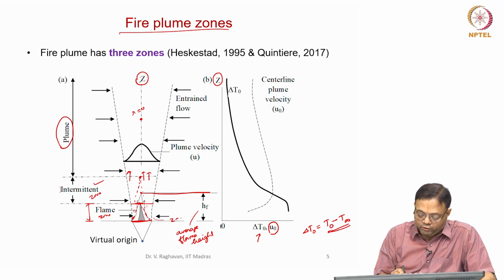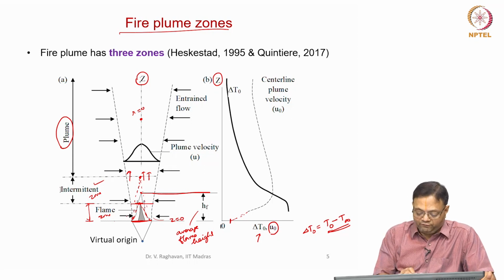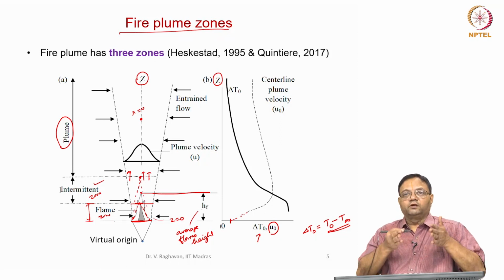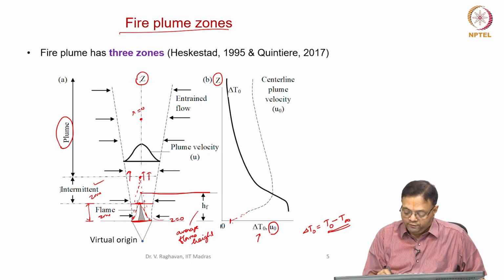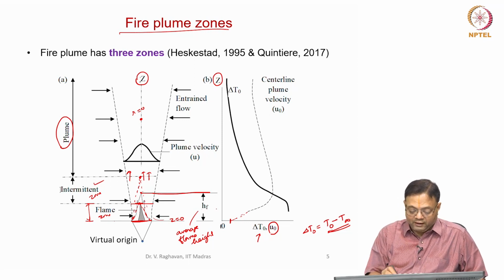So, the base is called Z equal to 0. Now if I extrapolate this, I will get some very low value for u naught. From the surface, fuel gases are getting out. This is a condensed fuel surface. So, I have a very low velocity at Z equal to 0, and the velocity increases.